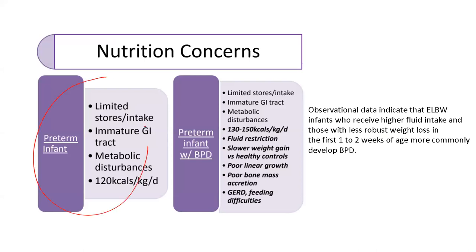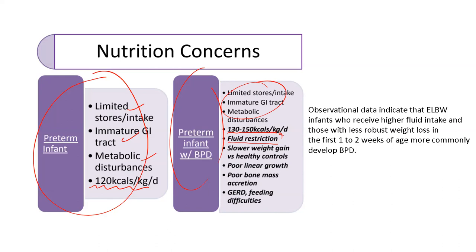So premature versus chronic lung disease: we said premature babies have limited stores, intake, and an immature gut, so you need to be careful and advance the feeds slowly because of the risk of necrotizing enterocolitis and metabolic disturbance, especially in the first week of life. The calorie requirement is around 110 to 120 kilocalories per kg per day. In babies with bronchopulmonary dysplasia, it is 130 to 150. Unfortunately, with BPD babies we restrict the fluid, so you need to make sure you maintain higher calories. That's another issue: you restrict your fluid, but at the same time, high calories.